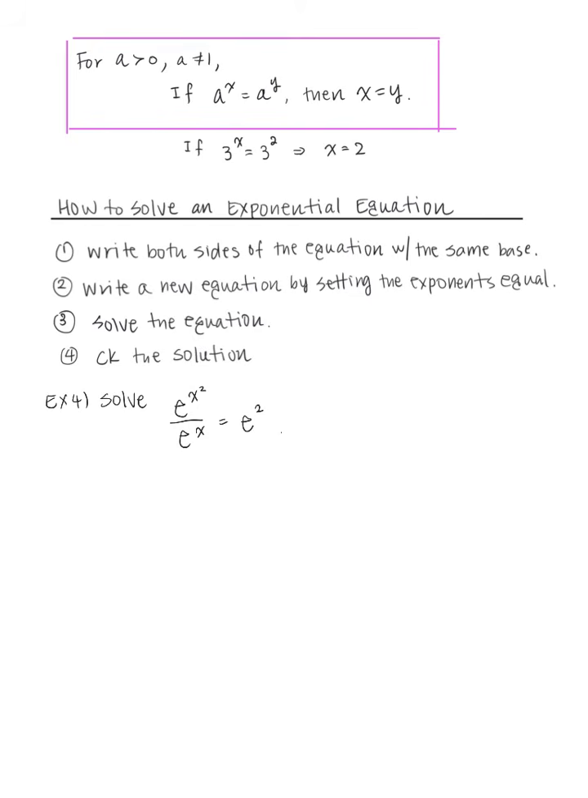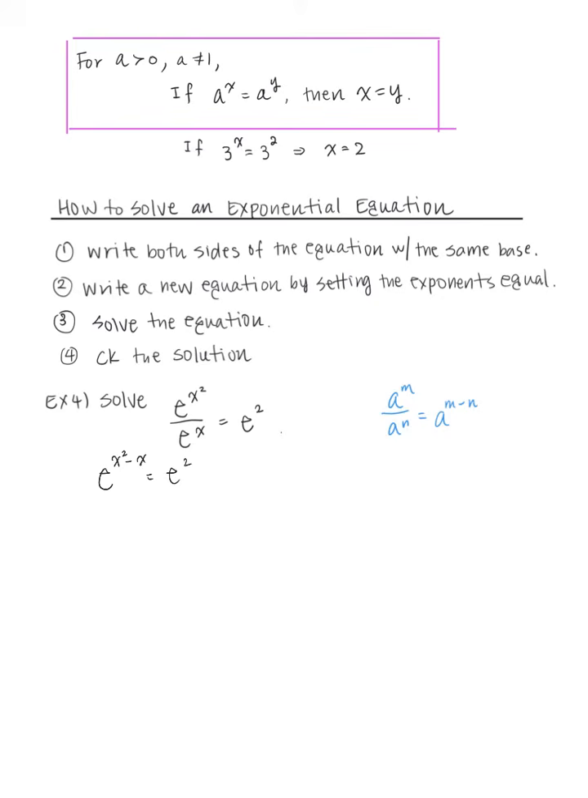Example 4, solve e to the x squared over e to the x equals e squared. Do not panic. I know that you have so many e's flying around, but treat e as a number. Pretend e is a numerical value. But first, if you have a to the m over a to the n, how do I divide those two? You take the common base and subtract the top exponent minus the bottom exponent. That's our first step to simplify the left-hand side of the equation. So here what we're going to get is e to the x squared minus x equals e squared.